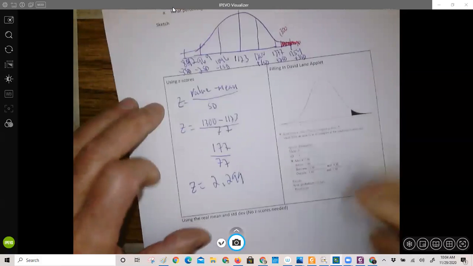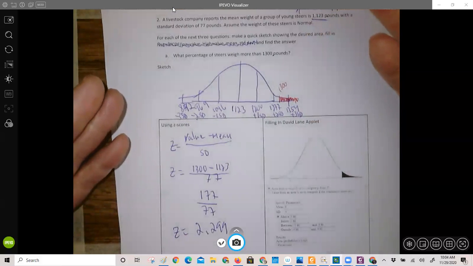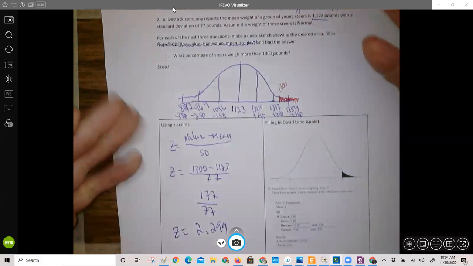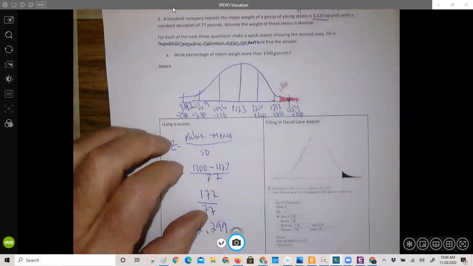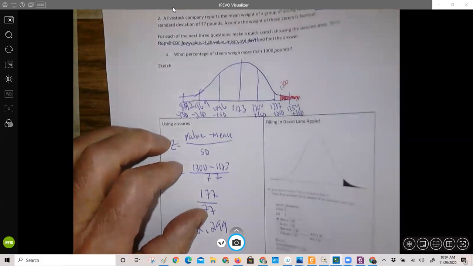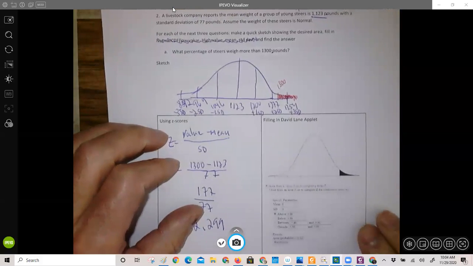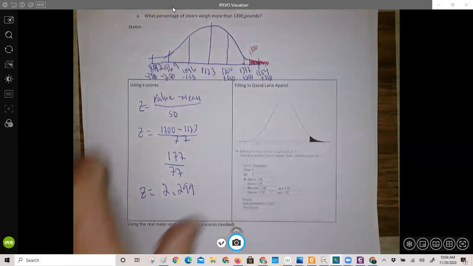And now we've got to figure out what's that area underneath it. And I don't have the nice normal curve, the 68, 95, 99.7 rule to use. So I've got to find another way of finding that area. And there's another way. Let me come up and I'm going to show you this David Lane applet. I have this linked in Canvas for you.